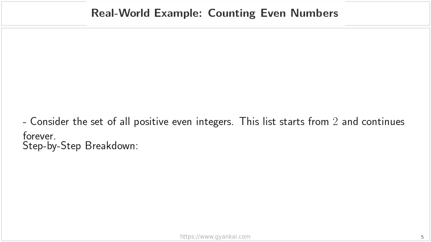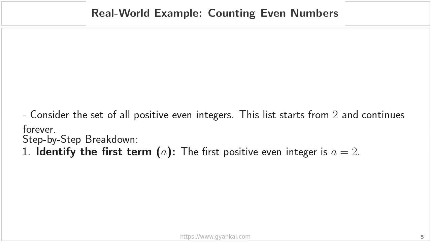Let's break this down step by step to see why this qualifies as an infinite progression. First, we need to identify the first term, which we denote with the letter A. In our list of even numbers, the very first positive even integer is 2, so A equals 2.